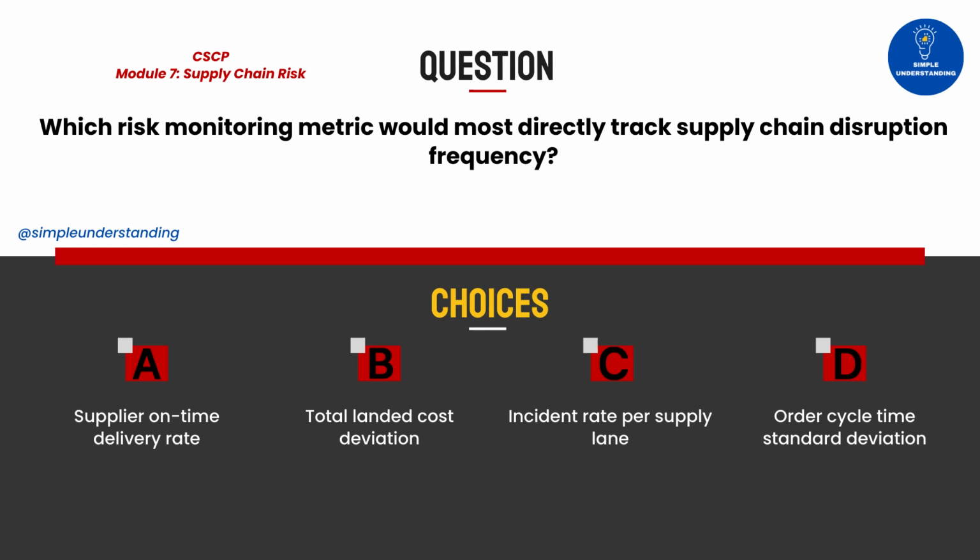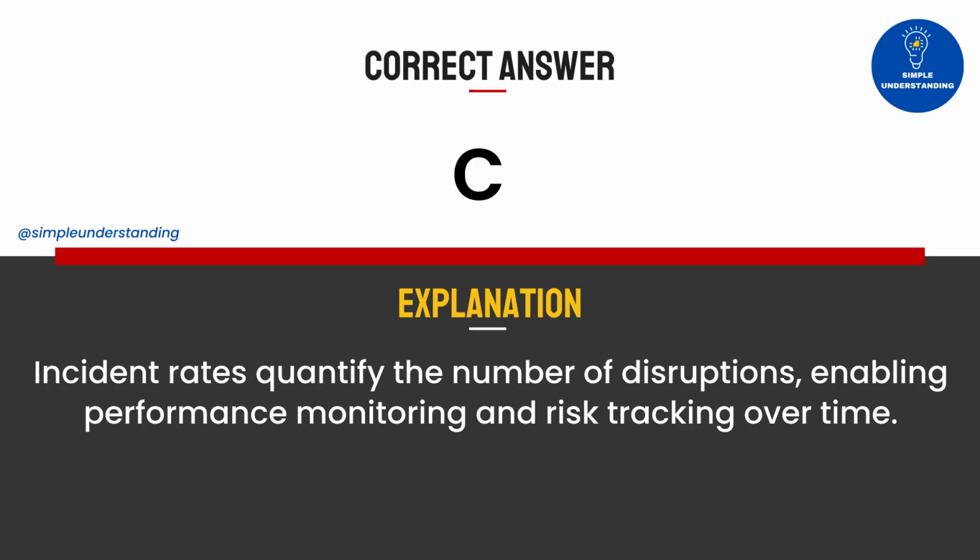13. Which risk monitoring metric would most directly track supply chain disruption frequency? A. Supplier on-time delivery rate. B. Total landed cost deviation. C. Incident rate per supply lane. D. Order cycle time standard deviation. Correct answer: C. Explanation: Incident rate is a direct measure of disruption frequency and helps identify high-risk lanes or processes.